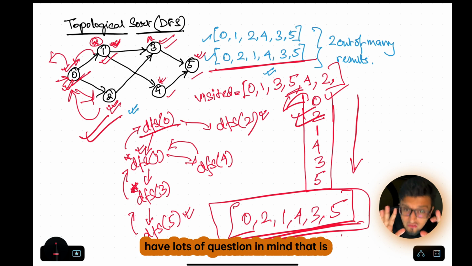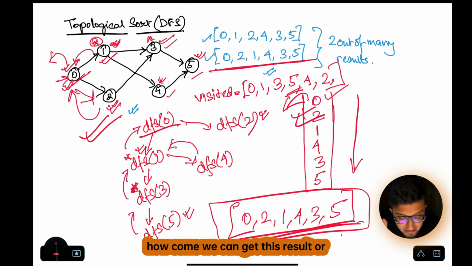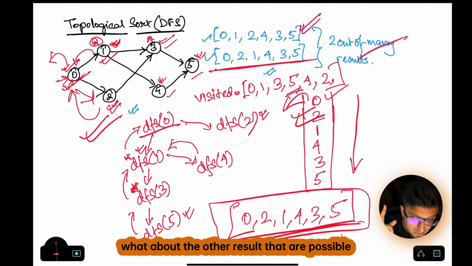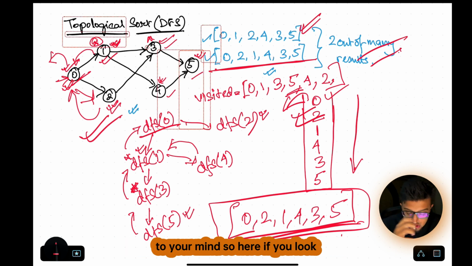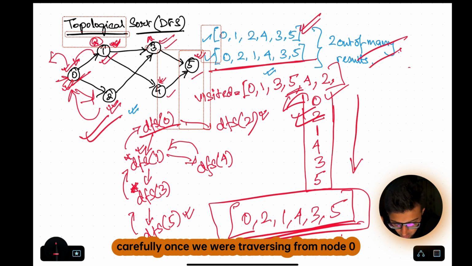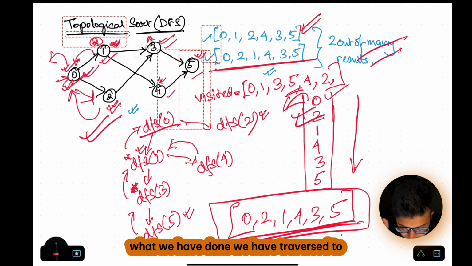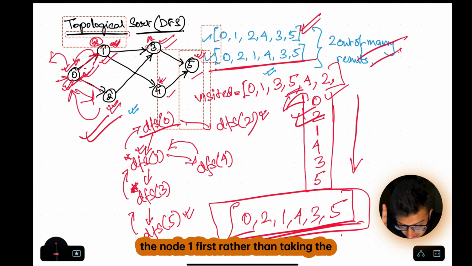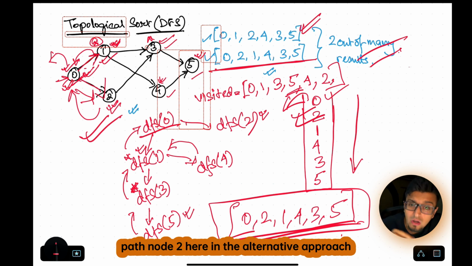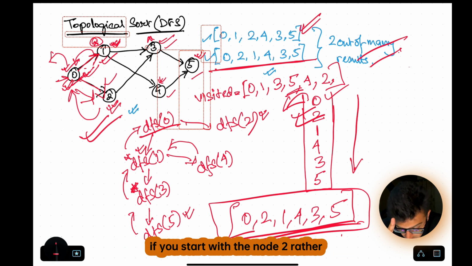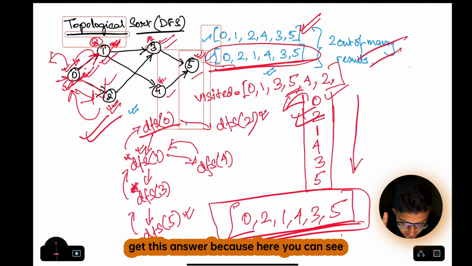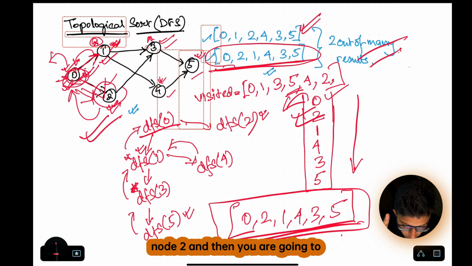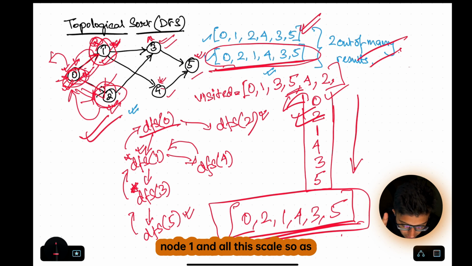Now I know you have lots of questions in mind, like how come we can get this result, or what about the other results that are possible. Let me answer all the questions that come to your mind. Here, if you look carefully, when we were traversing from node 0, we traversed to node 1 first, rather than taking the path to node 2. In the alternative approach, if you start with node 2 rather than node 1, you will get this answer, because here you are first going from node 0 to node 2 and then going to node 1.